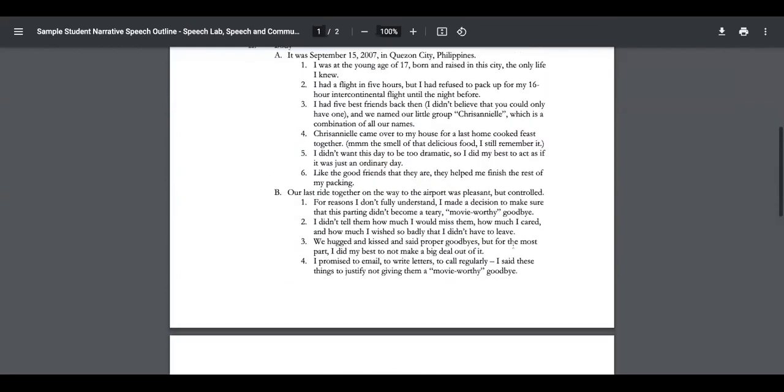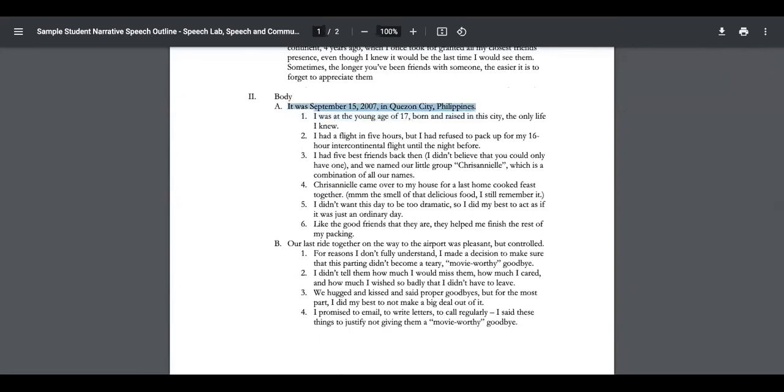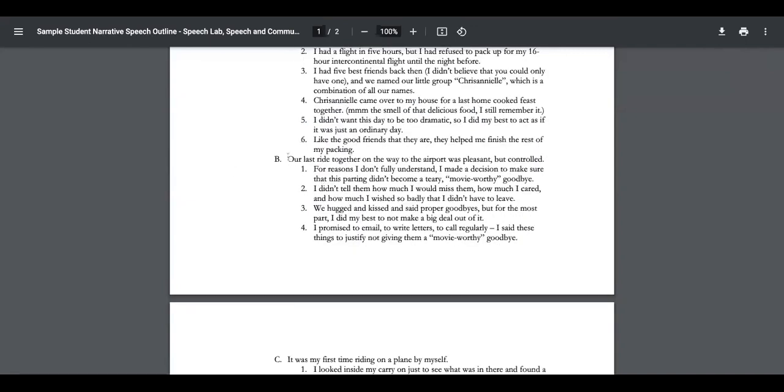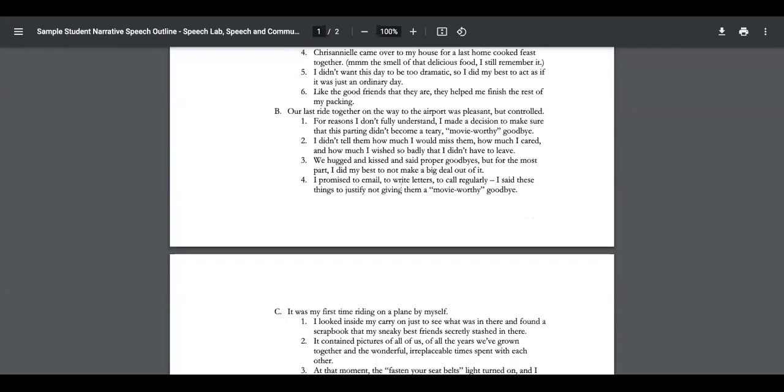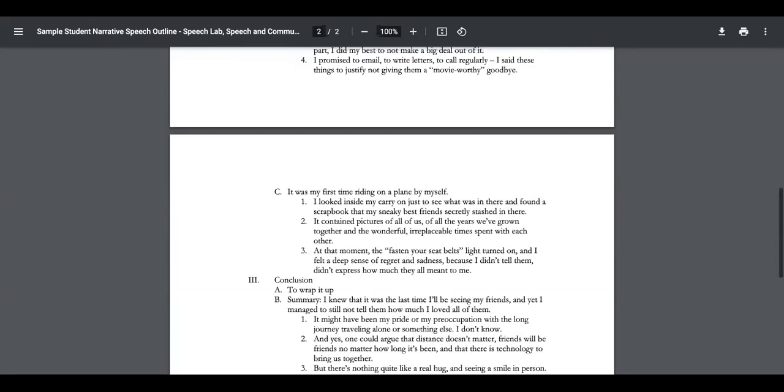One thing you need to remember: all of them are supposed to have topic sentences, like you did in your informal and formal letter. "It was September 15, in Quezon City, Philippines." There's your topic sentence. "Our last ride together on the way to the airport was pleasant but controlled." Again, topic sentence. The most important part of your body paragraph is giving a topic sentence, which declares what you're going to talk about in that paragraph. So if my first paragraph is about how difficult the practices were with the basketball team, that's my topic sentence. It tells what is going to happen in that paragraph.